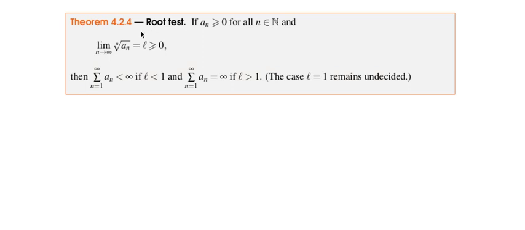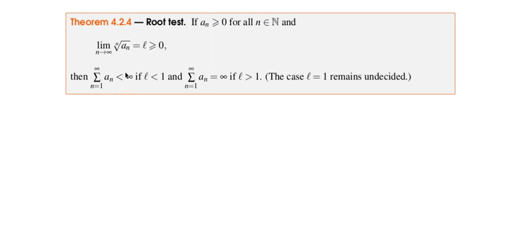The first one is what they call the root test, okay? So then again, a sub n is greater than 0, so this is a sequence of non-negative terms, and the limit of the nth root of this sequence is L, okay? So we haven't gotten to the series yet, okay? We have a sequence of terms. The limit of the nth root of a sub n is L, a positive number, right?